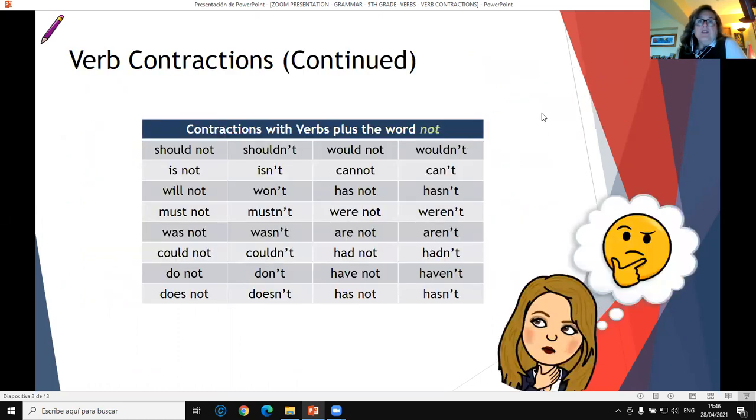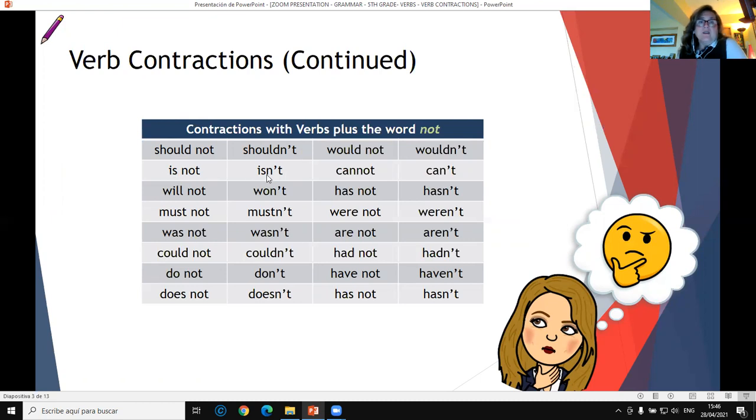In this slide, we have a chart that shows contractions that we can form with verbs plus the word not. For example, should not, we can contract both words and say shouldn't. If you see here, we have the apostrophe that is taking the place of the letter O that we are leaving out when we form the contraction.